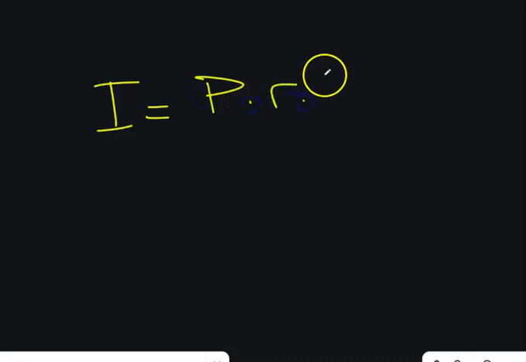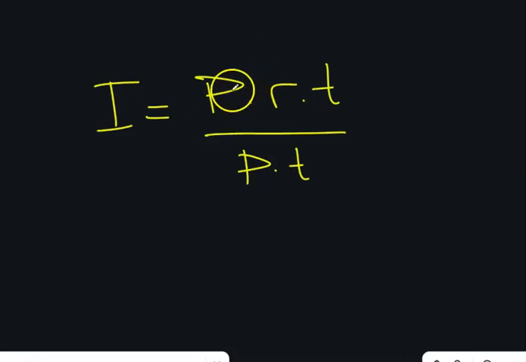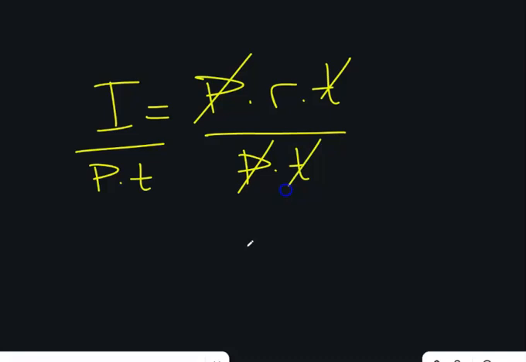Simple interest formula. Interest equals P times R times T. If you would like to solve for R, we will divide both sides by P times T, because if you do that, we can cancel the P and T. We need to do the same thing on the other side. Look at the right side: the P's are gone, the T's are gone, and we have at the end R equals I divided by P times T.